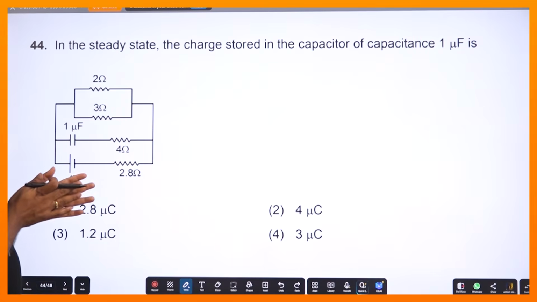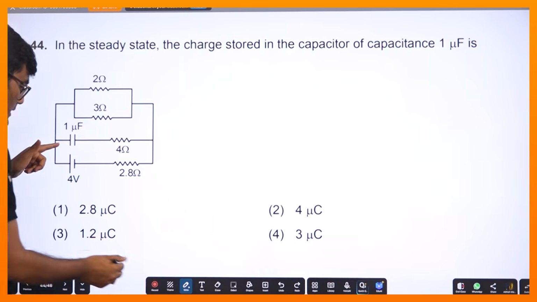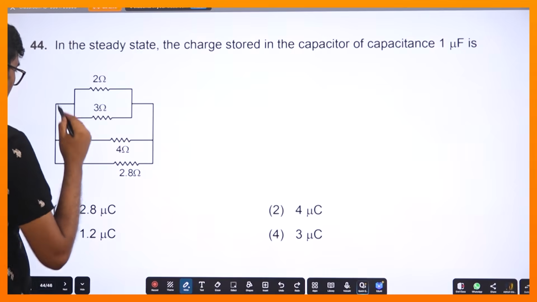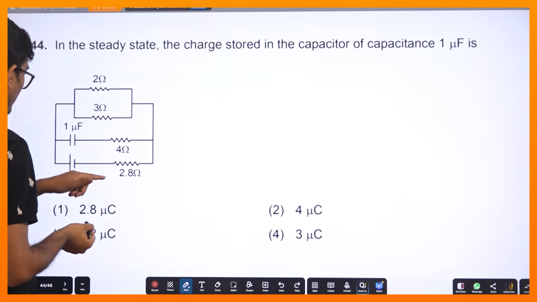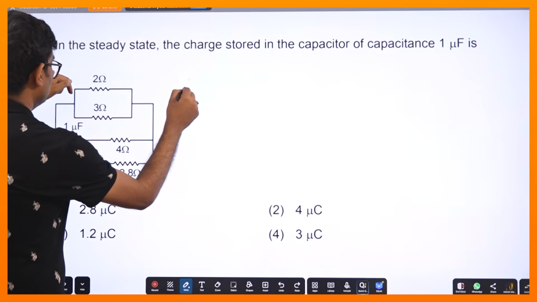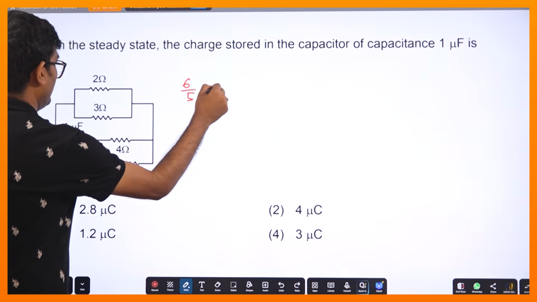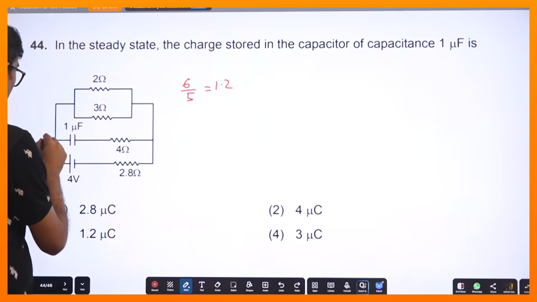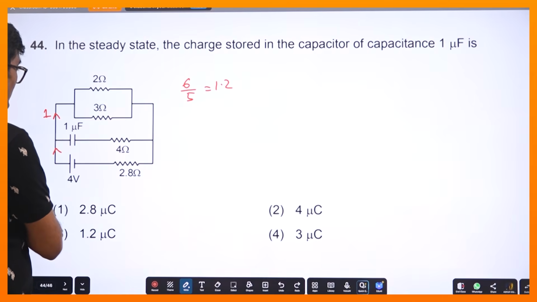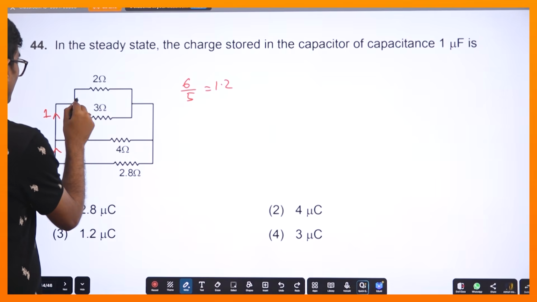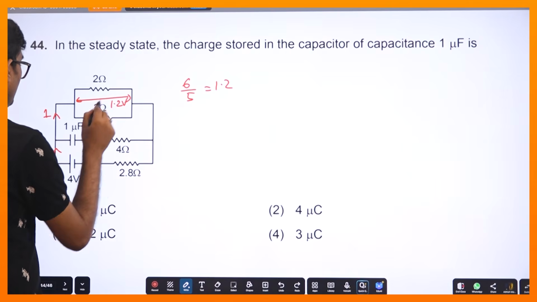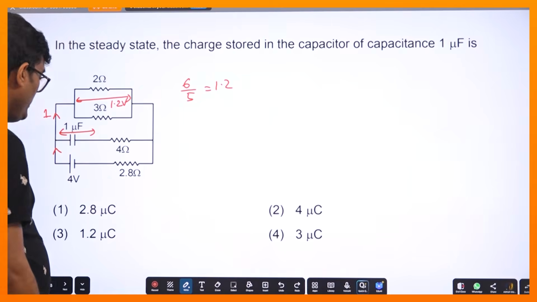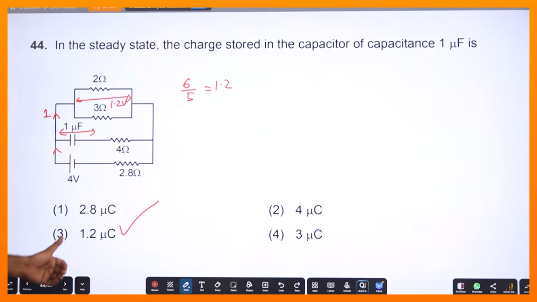In the steady state, what is the charge stored in the capacitor? In steady state there will be no current in the capacitor, so the current will be through the 2 and 3 ohm resistors. These will carry current 2.8. So it is 6 by 5, that means 1.2, plus 2.8, 4 by 4. The current is 1 ampere. Then this is 1.2 volt basically, and this voltage will also appear across the capacitor. So it is 1.2 microcoulomb, which is the correct answer for this question.